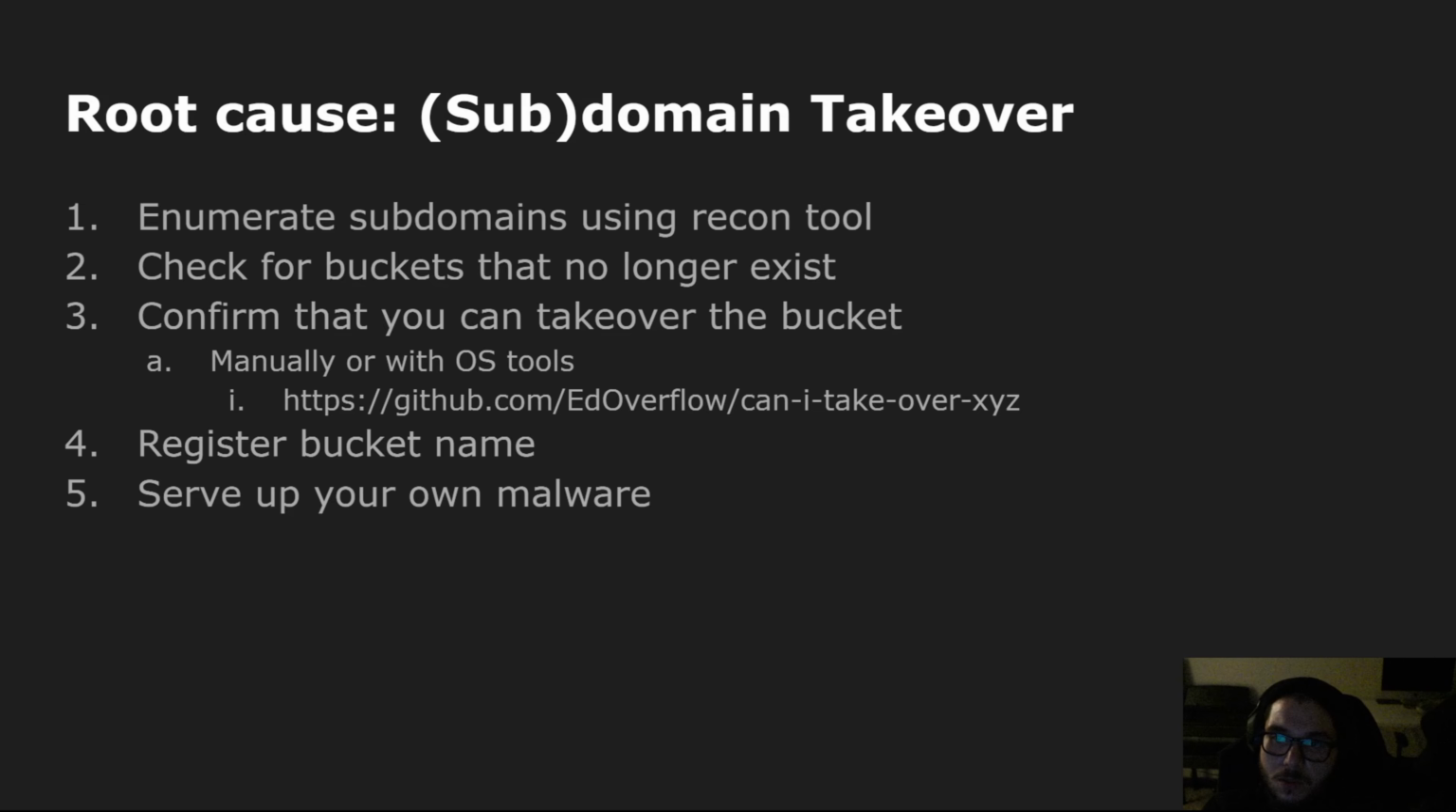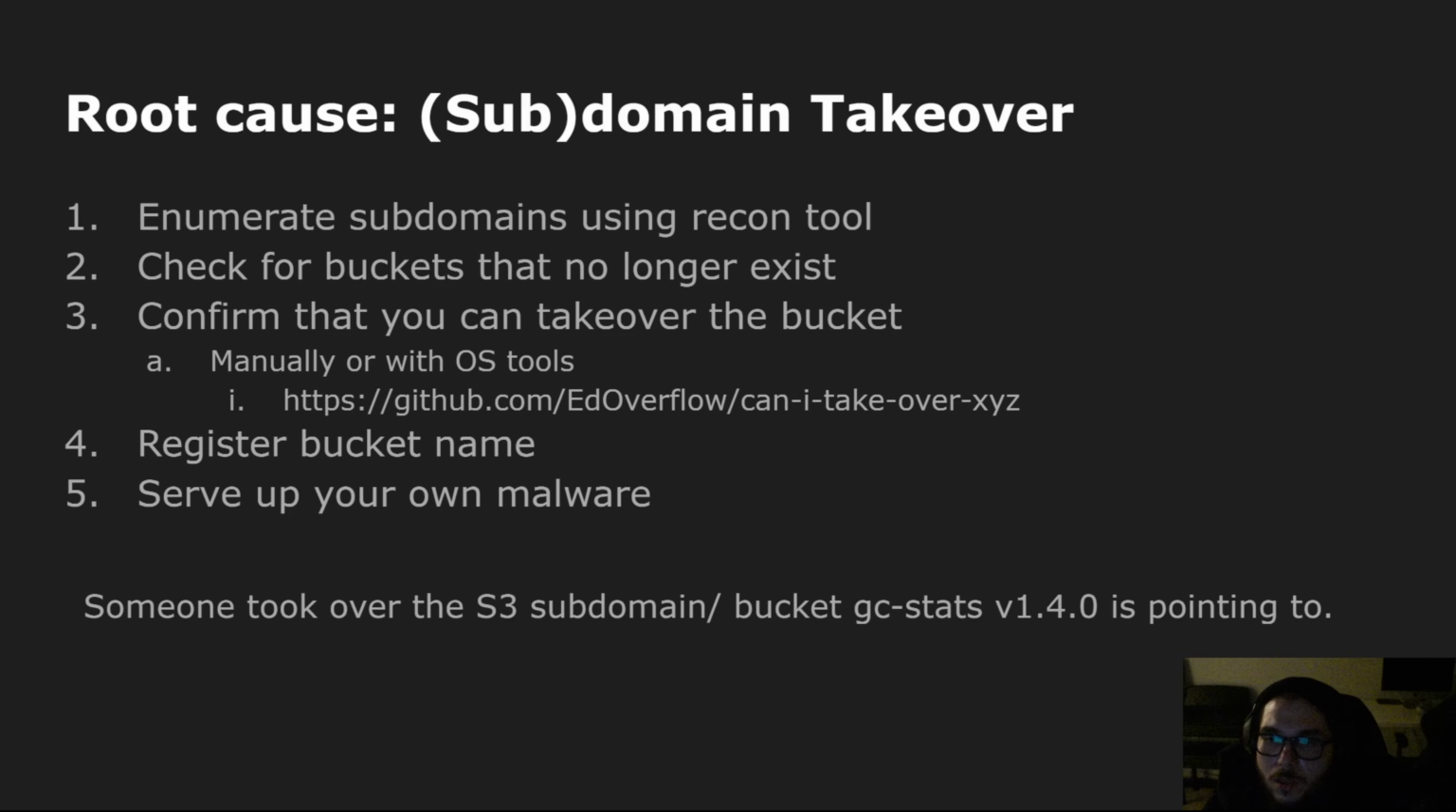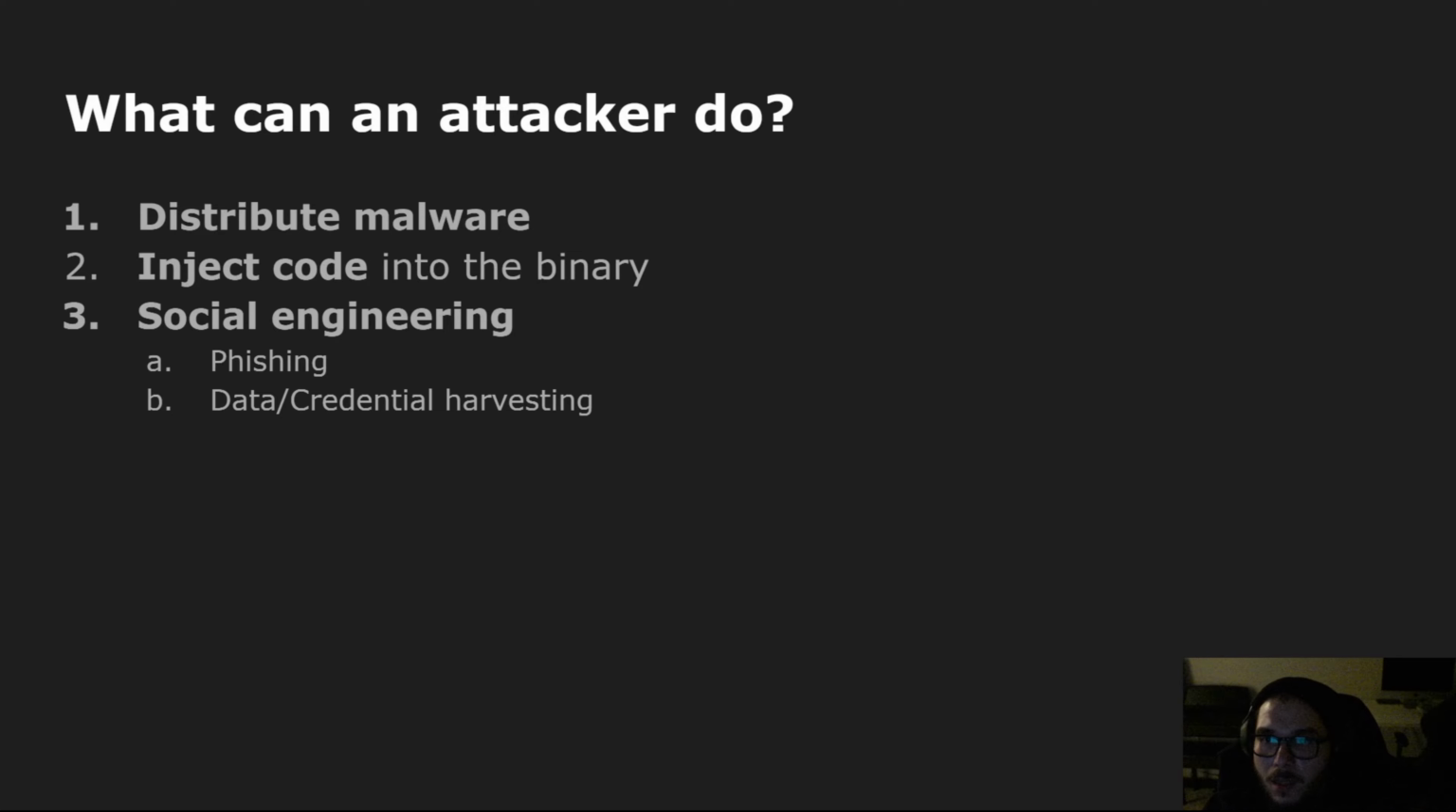The bucket where GC stats hosted those binaries was taken over, and basically an attacker scanned AWS buckets searching for recently deprecated buckets. They squatted on the name and they can do whatever they want. So thinking like an attacker, what do you think is possible with that domain? You're welcome to pause and do some research, but spoiler alert, they took it over. Basically, an attacker can do whatever they want.